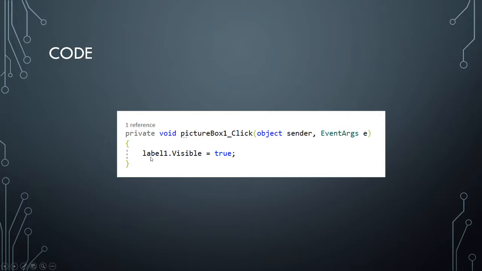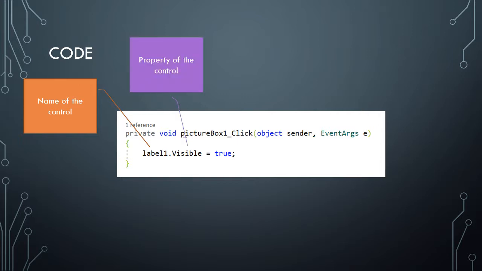In our code, we said that we wanted to change the visible property of our label 1 control to true. So we could see that label on the form because we made it visible. When we look at this code, let's break it down a little bit. We started out with the name of the control, our label that we had placed on the form. We left it the default name of label 1.